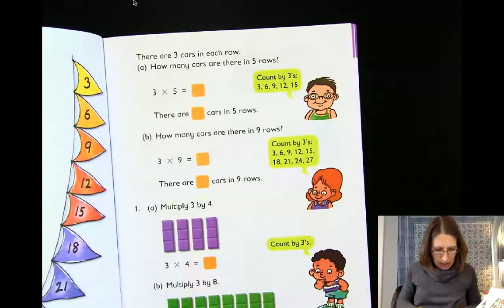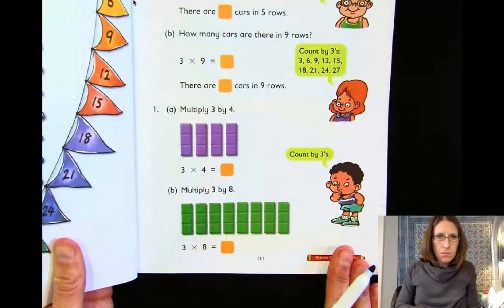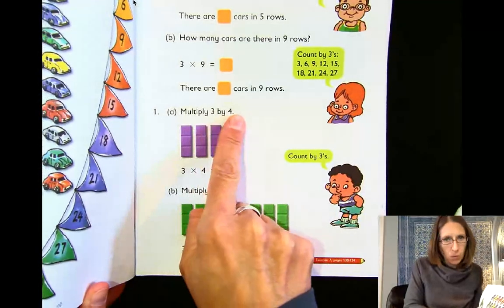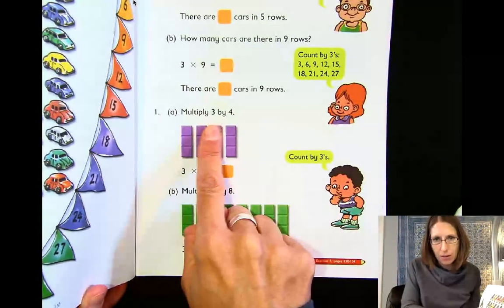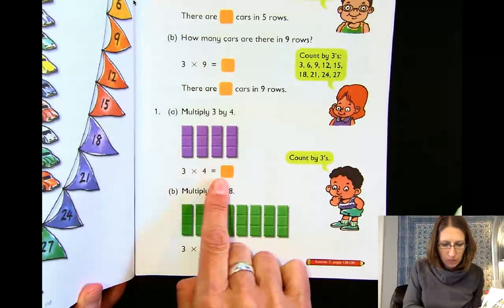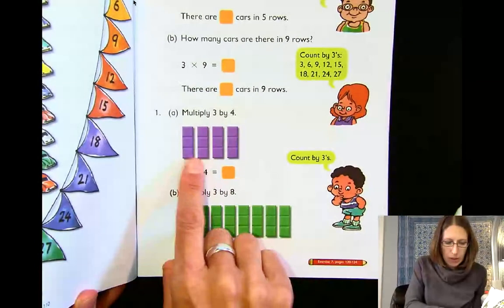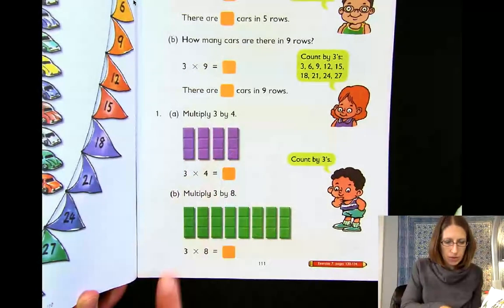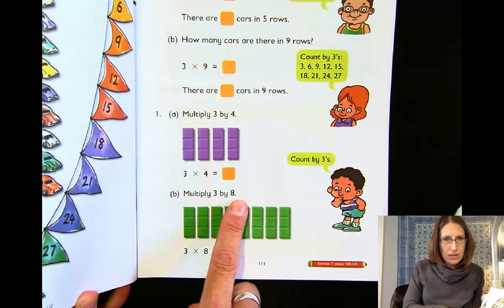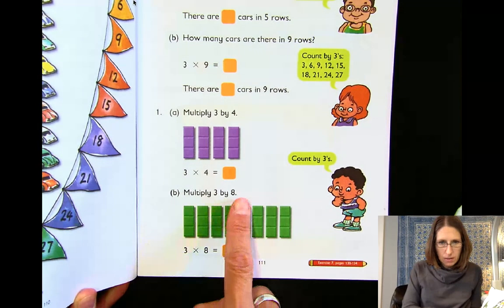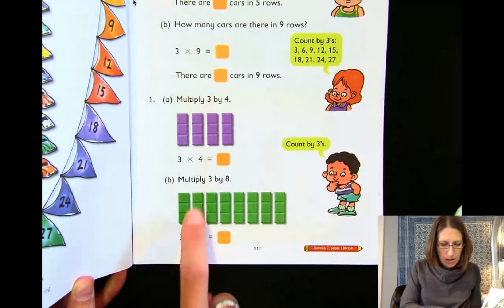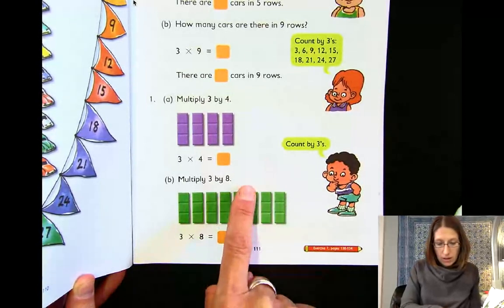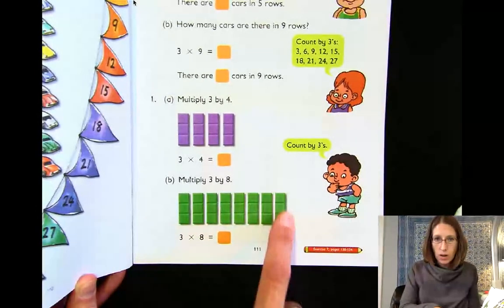All right. And down here we have multiply 3 by 4. When it says multiply 3 by 4, that just means 3 times 4. 3 times 4. We can skip count by 3's. 3, 6, 9, 12. If we multiply 3 by 8, we can skip count by 3's 8 times. 3, 6, 9, 12, 15, 18, 21, 24.